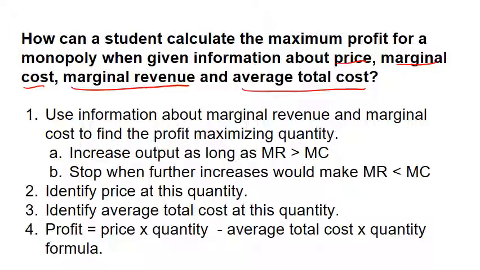We want to increase output as long as marginal revenue is above marginal cost, and we want to stop once further increases would make marginal revenue less than marginal cost. So these two rules identify the profit maximizing quantity. Then we identify price, we identify average total cost at that quantity, and then we simply plug into our profit formula to calculate profit. Let's work an example.